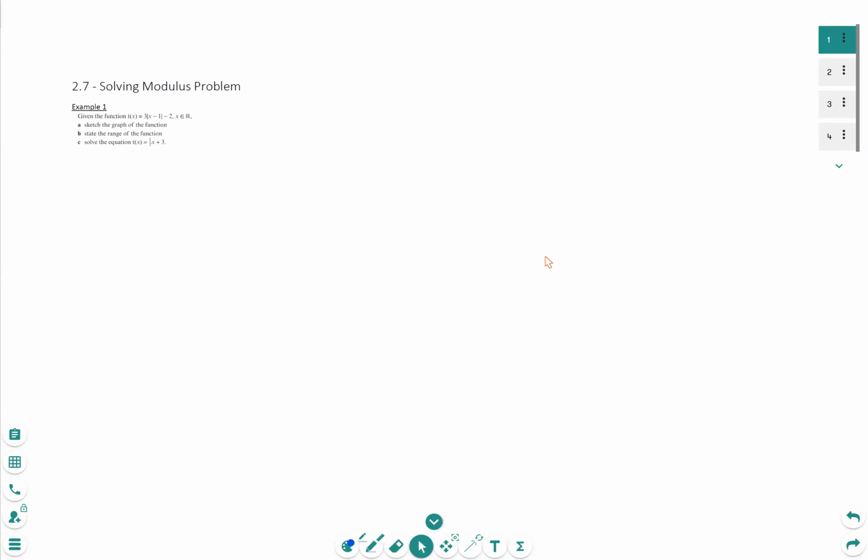So, this lesson, we're looking at the last bit about chapter 2, which is about solving modulus problems. Previously, you've learned about combination of transformation. You've learned how to solve modulus equations. You've learned how to sketch graphs, transformation, all that kind of stuff.